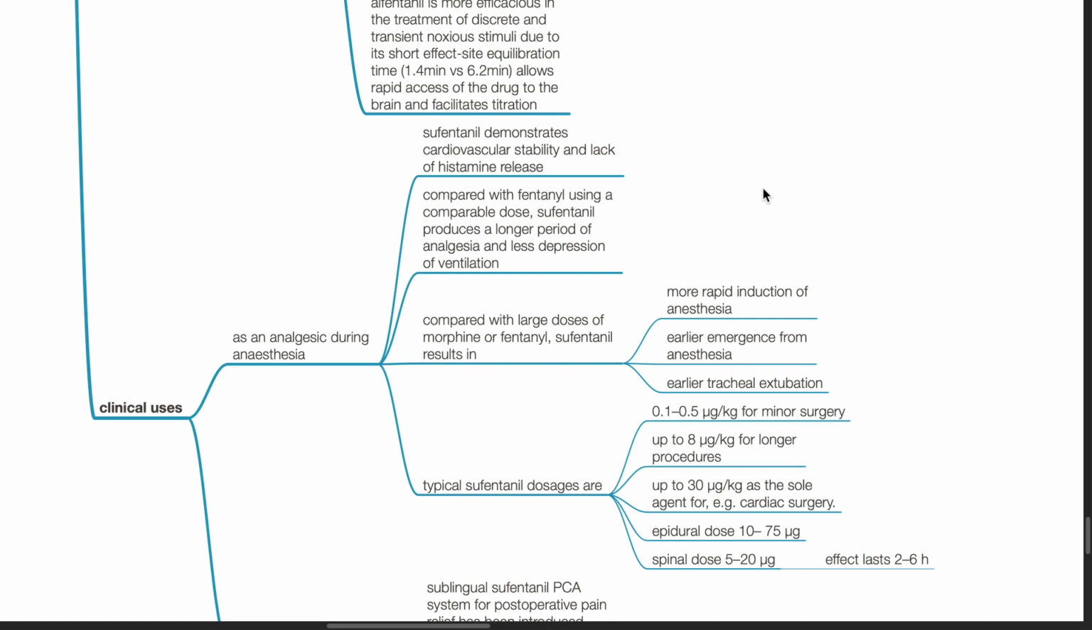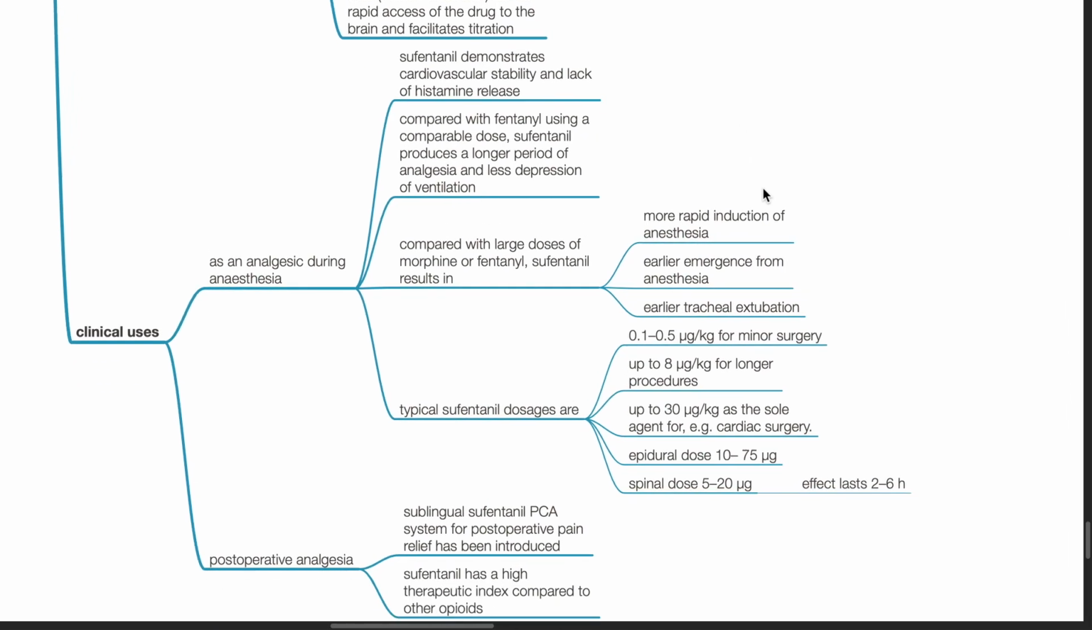As an analgesic during anesthesia, sufentanil demonstrates cardiovascular stability and lack of histamine release. Compared with fentanyl using a comparable dose, sufentanil produces a longer period of analgesia and less depression of ventilation. Compared with large doses of morphine or fentanyl, sufentanil results in more rapid induction of anesthesia, earlier emergence from anesthesia and earlier tracheal extubation.